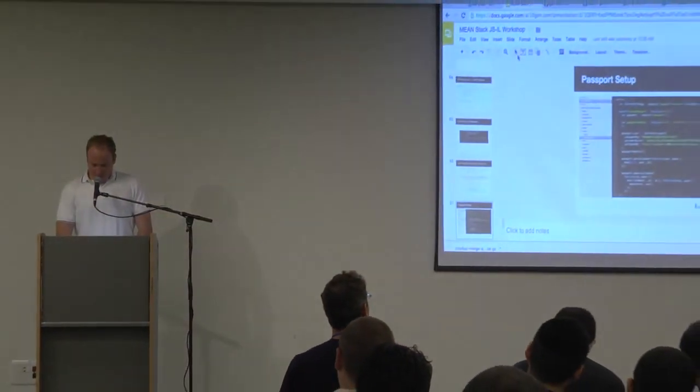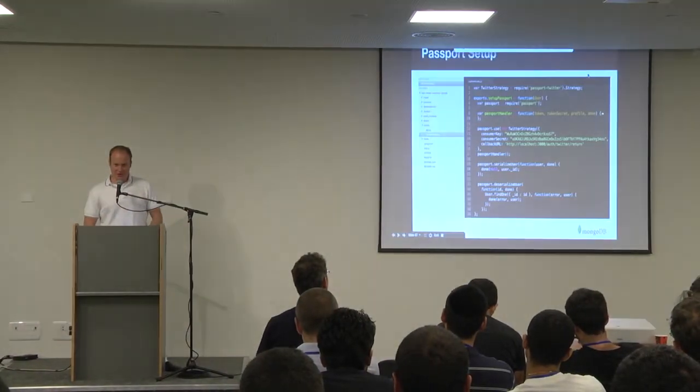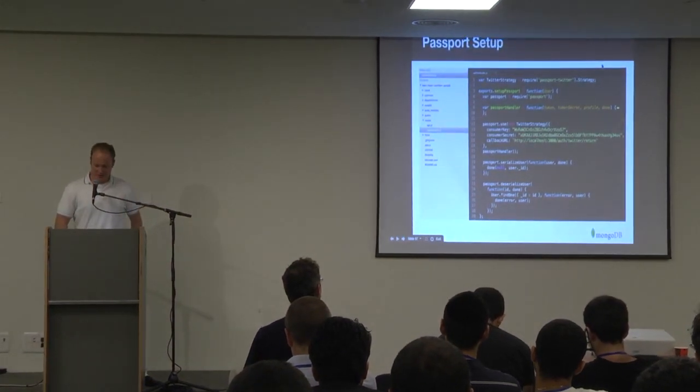And well, I lied. There's more Passport setup to be done. But what this is going to do is create a Twitter strategy and two functions that are quite important. The two functions that you always have to implement with a Passport implementation are serialize user and deserialize user. These functions do what they sound like, which is basically give me a unique identifier for the user and then give me a user back from a unique identifier. So for us, we'll just implement those with MongoDB's user _ID field.